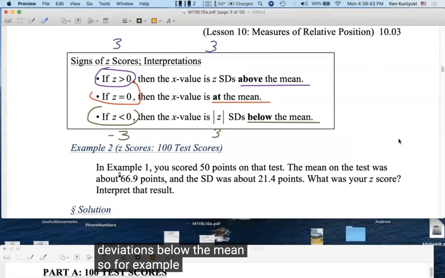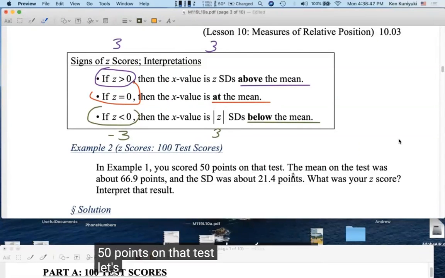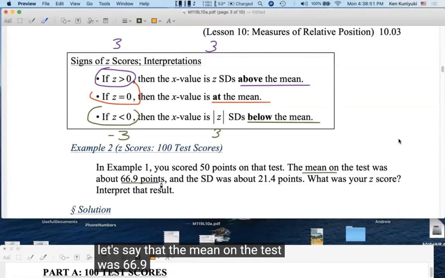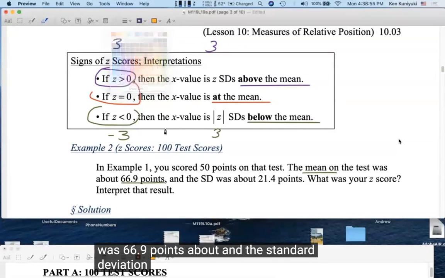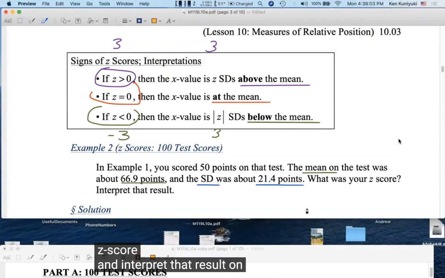So for example, in example 1, you scored 50 points on that test. Let's say that the mean on the test was 66.9 points, about, and the standard deviation was about 21.4 points. What then was your z-score, and interpret that result? On your calculator, work that out to 2 decimal places.